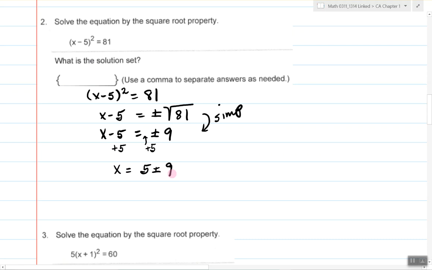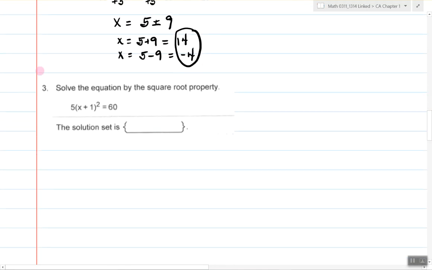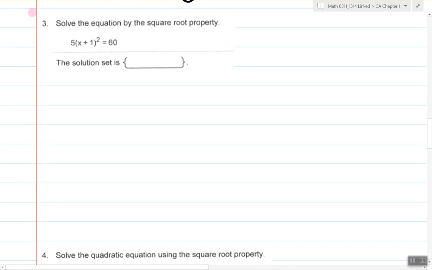Well, I can get two answers. X is equal to 5 plus 9, which is 14, or x is equal to 5 minus 9, which is negative 4. MyMathLab will not accept this as an answer because it can be simplified into these two. So this time I have no choice. I need to put the two answers separated by a comma. Let's look at number 3.